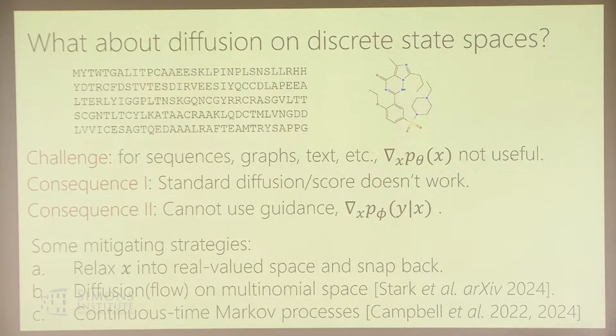They have said, well, how can we get diffusion and flow-based models on discrete state spaces like sequences, for example? One thing you can do is relax into a continuous space, use the same machinery, snap back, and hope that that's useful. Stark et al. have something where they said, well, we want to be in discrete space. We're going to diffuse on the multinomial space of the distribution, which is real valued but has some constraints. And then once we diffuse the probability parameters, we can sample from it.